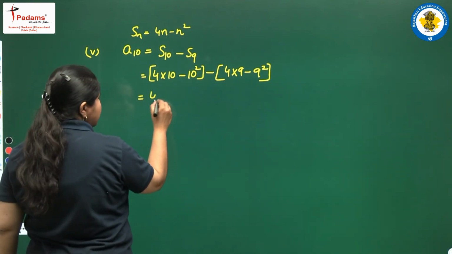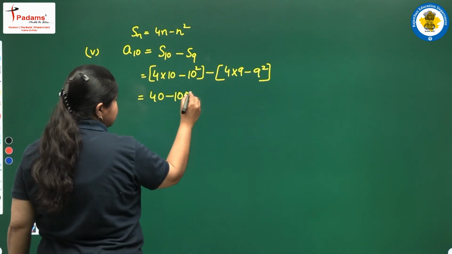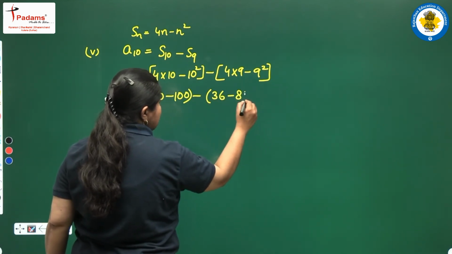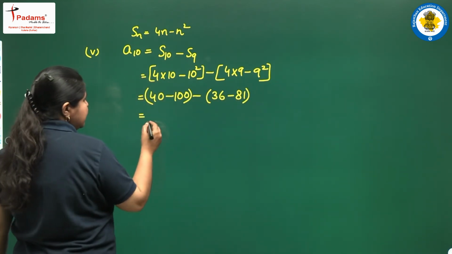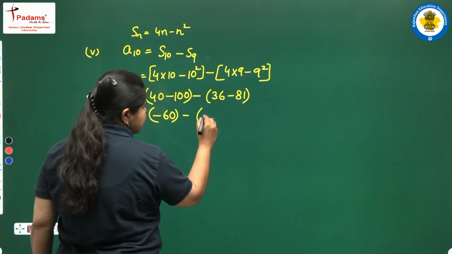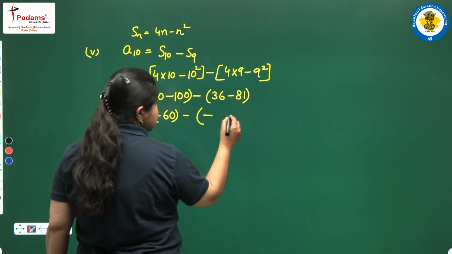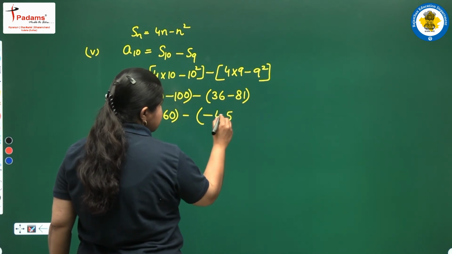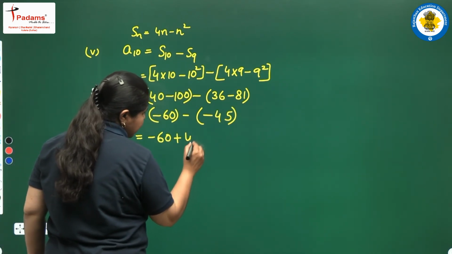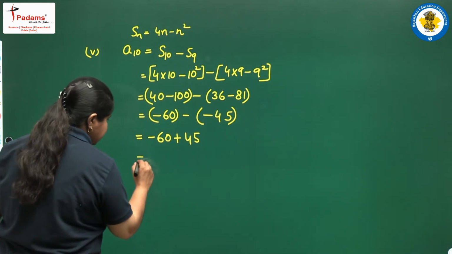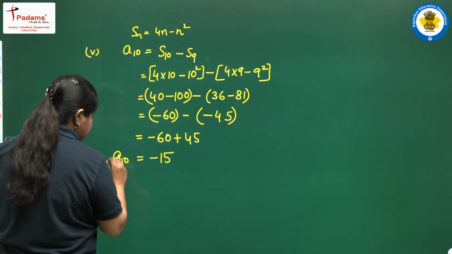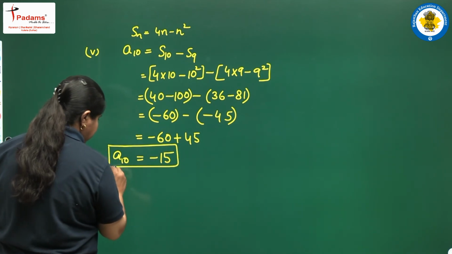Now this will be 40 minus 100. This is 36 minus 81. Subtract the two numbers here. This will be minus 60 and here minus 81 minus 36, it's 45. This is minus 60 plus 45. Minus minus ये plus हो गया. This is equal to minus 15. So this is the 10th term of this AP.